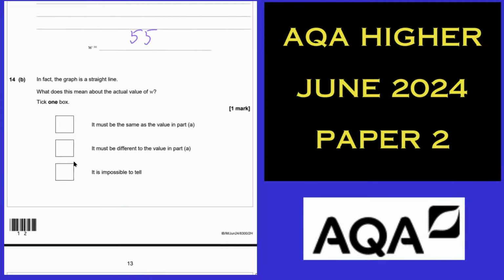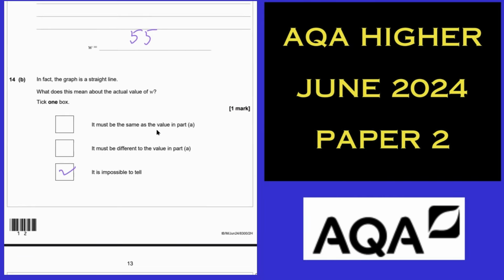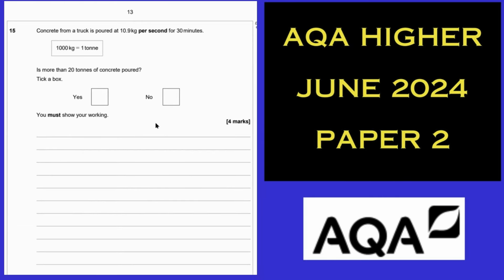Now, B's a weird one. Basically, it is impossible to tell. And why is that? Because the idea is it might go through 3, 15, but who's to say 3, 15 might be there? Who's to say whether the gradient is positive or negative? Could do a lot of things. So it's not possible to tell.